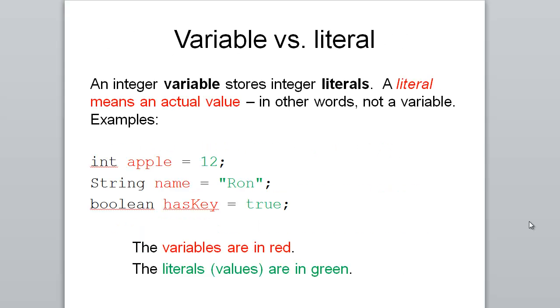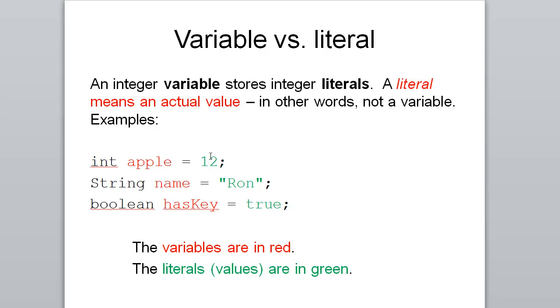Here are some key vocabulary words that might show up on future tests. We need to talk about the word variable versus the word literal. So whenever I say variable, we're referring to the actual name that we've given to our storage location. I've declared a spot in memory called Apple that can hold an integer. Apple is my variable.